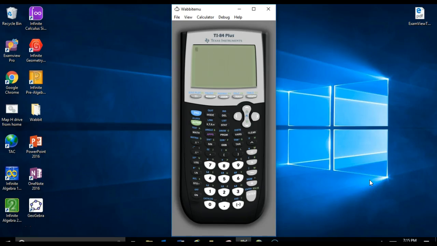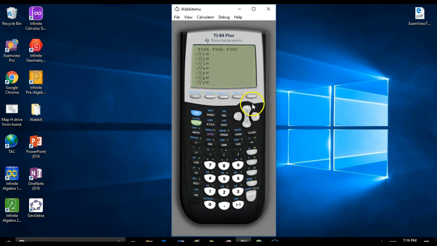This is a tutorial on how to find the x-intercept of a function on the TI-84 Plus, and it has to do with exponential functions. However, you can do this with any sort of function. So first, I'm doing this on my computer desktop, so I'm not actually doing it on the calculator, but it still has the same capabilities.